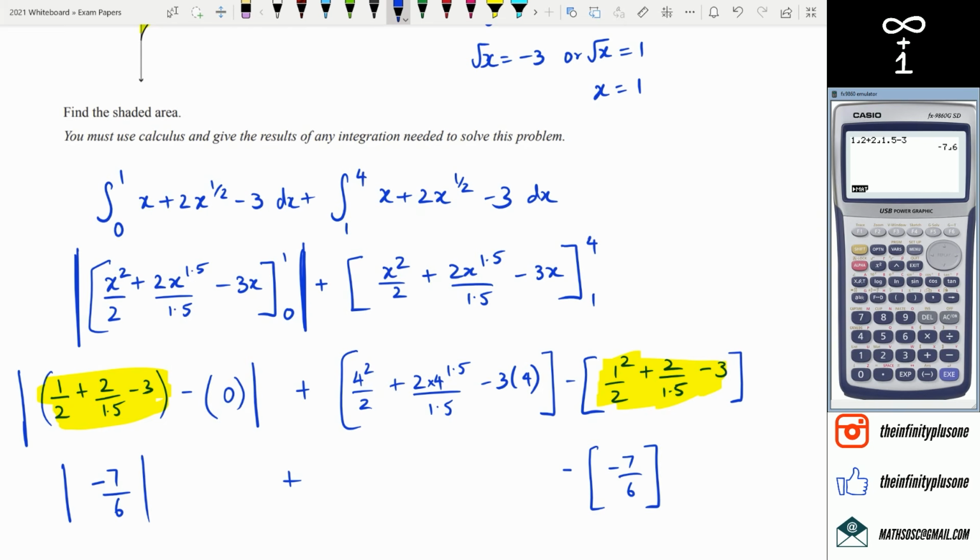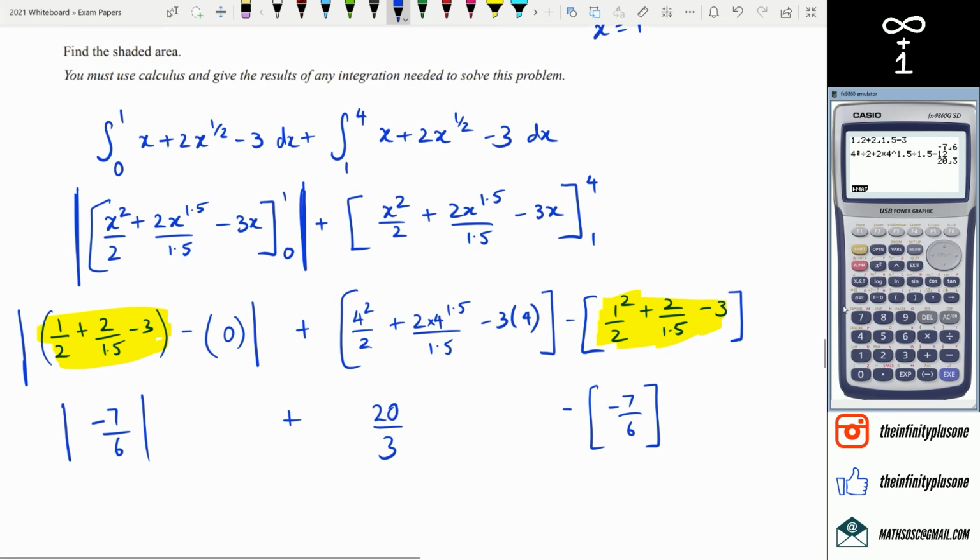So now I need to do the inside of that 4 squared over 2 part. So I'm going to do that, and what I've got is 4 squared over 2 plus 2 times 4 to the power of 1.5 divided by 1.5 minus 12, which gives me that, which is the same thing as 20 over 3.